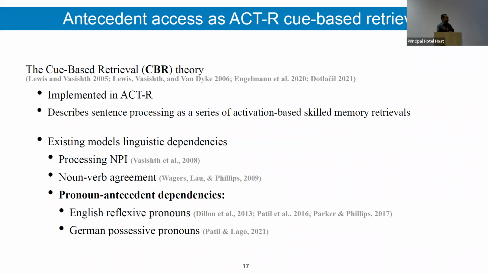And it has also provoked many experimental studies. So if you look at experimental work done in the last 10, 12 years, there is a lot of influence from cue-based retrieval theory. And I think it's a good model for explaining the differences between personal and demonstrative pronouns. It has also been used for pronoun-antecedent dependencies, for English reflexive pronouns and also for German possessive pronouns.